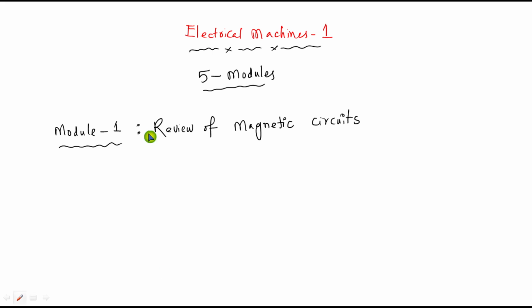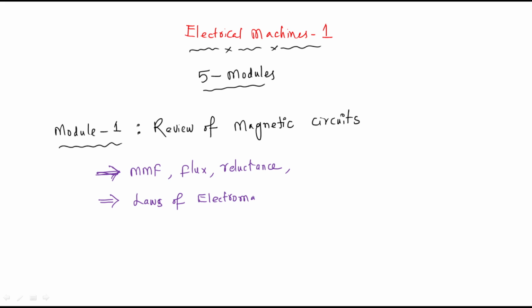Review of magnetic circuits means we have to discuss the concept of MMF, that is magnetomotive force, magnetic flux, reluctance, and laws of electromagnetism, in addition with that, those are nothing but Ampere's law, Biot-Savart's law, right? BH curve of magnetic materials.